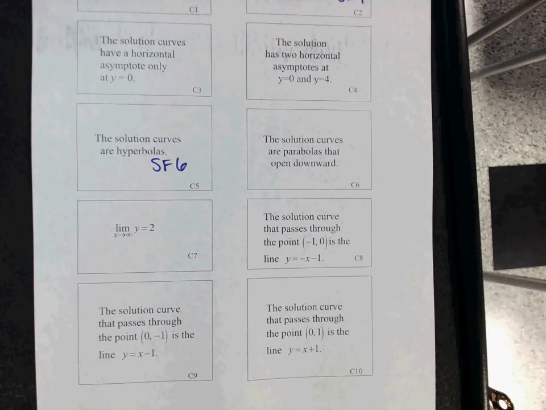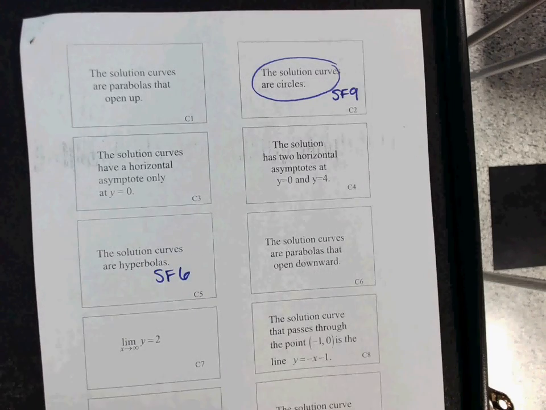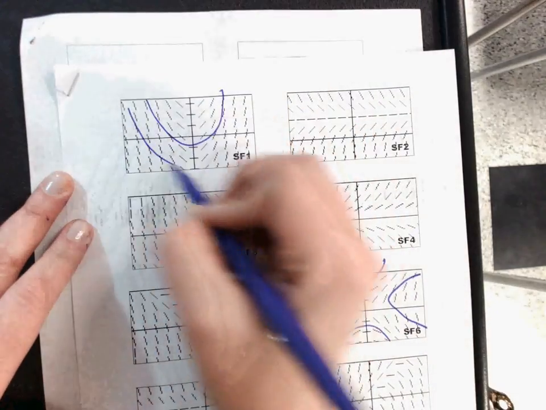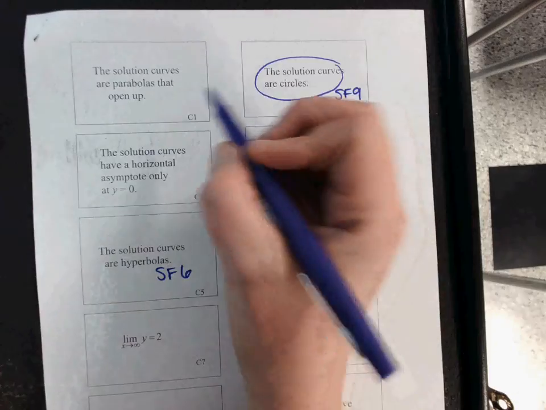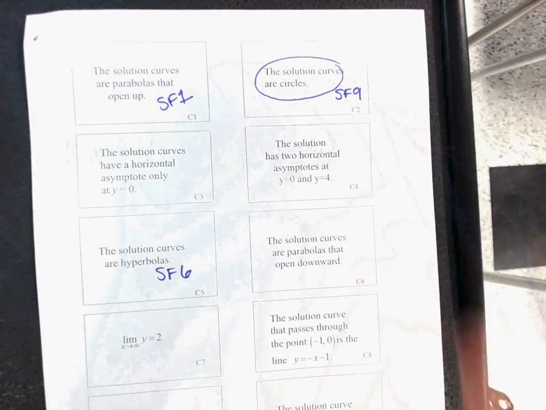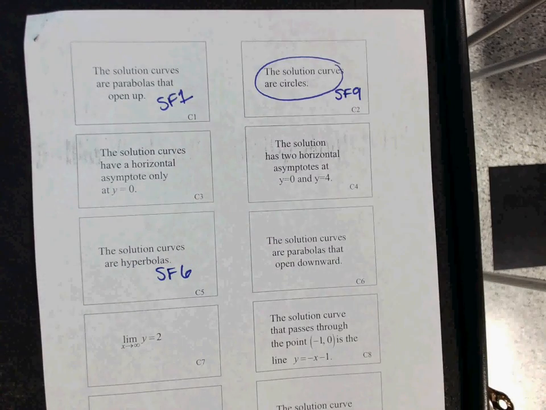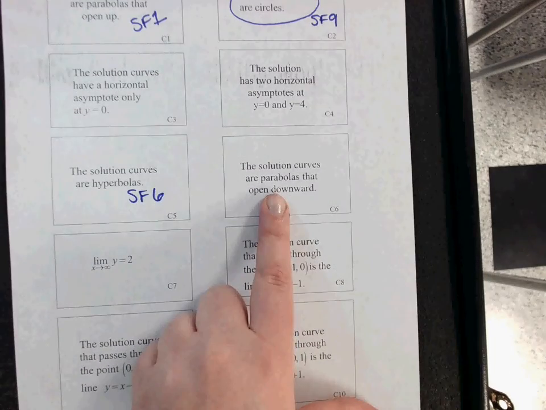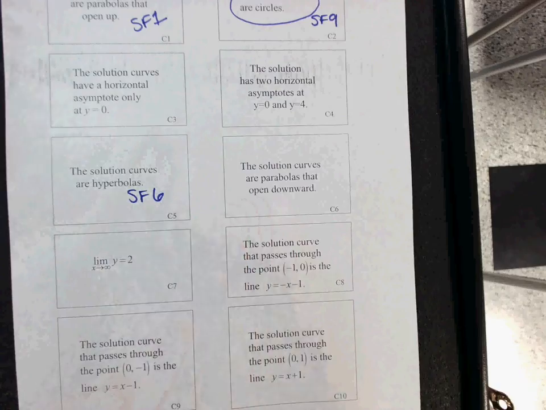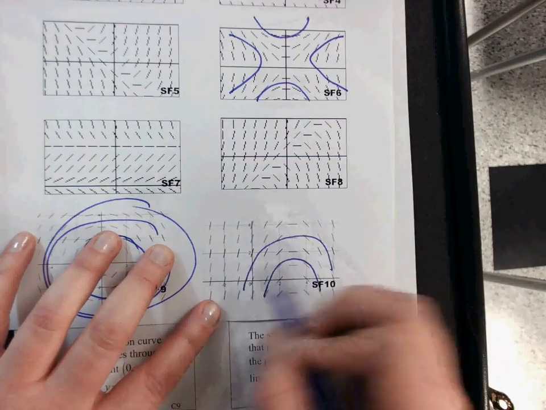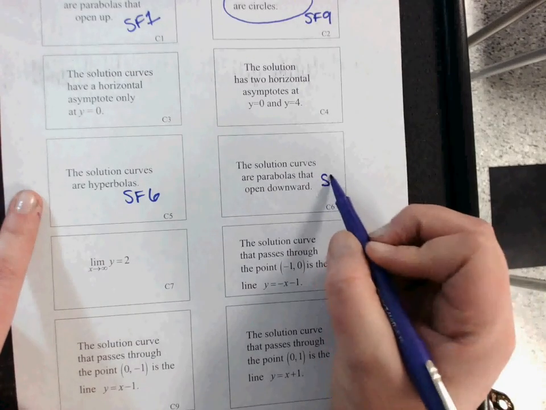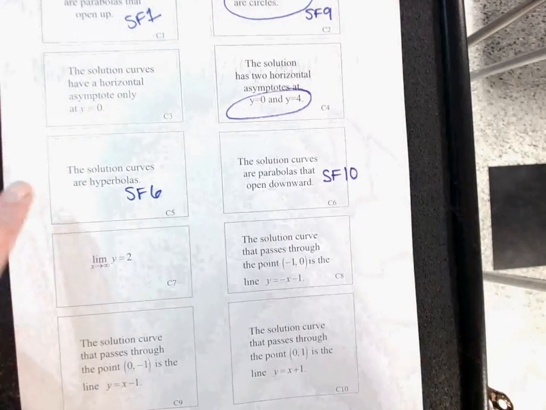Okay, hello, hi, you're in school. Shh. Which ones open up? Look at your picture, graph 1, very good. These all open up, right? So that would be slope field 1. Which ones open down? Open down. 10. So that would be slope field 10.